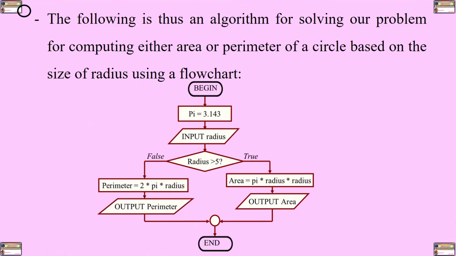If the value entered is more than 5, the computer will proceed and compute the area of the circle and display the area. But if the radius is less than 5, then the program will calculate the perimeter of the circle using 2 times pi times radius, and then it will display the results, and that will be the end of that program. Let's now look at the structure charts.